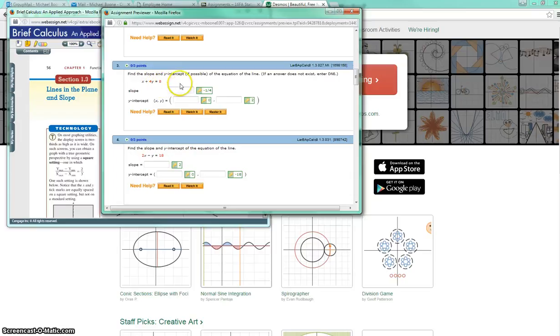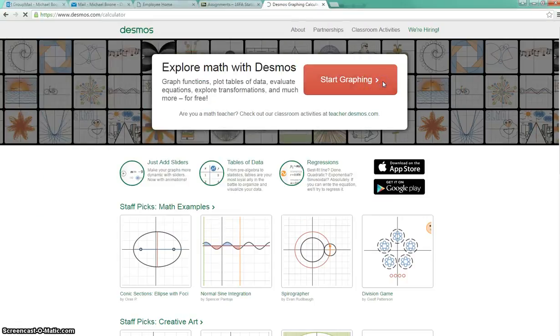Typically, if we have something in slope-intercept form, so y equals mx plus b, it's a lot easier to find what the slope is and the y-intercept. So I'll make a supplemental video to show how to do that. But we also could get an idea a little bit by looking at a graph. So x plus 4y equals 8.